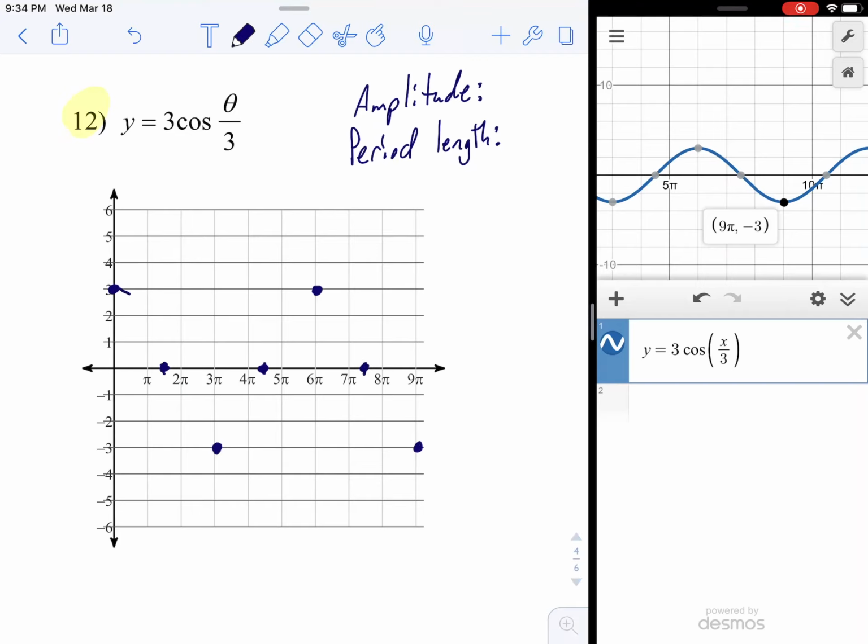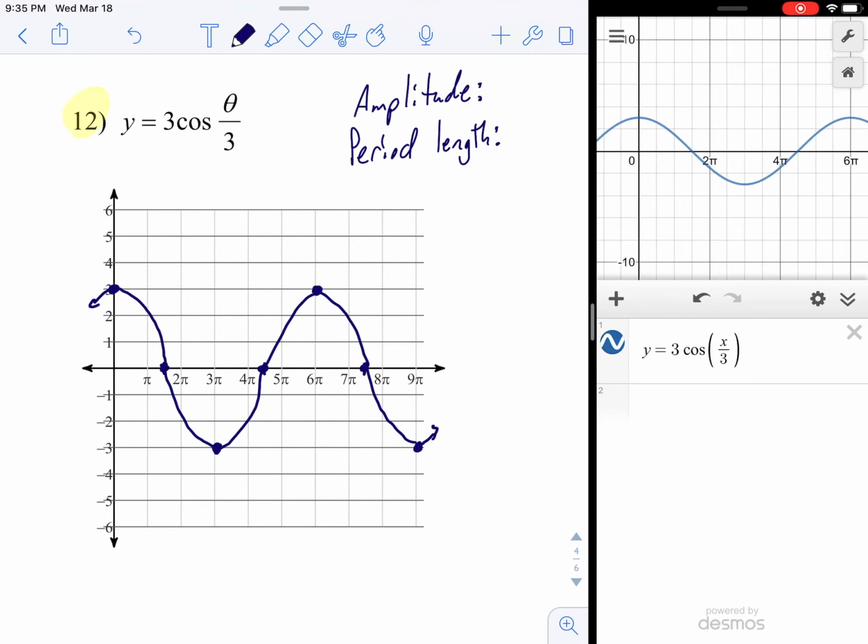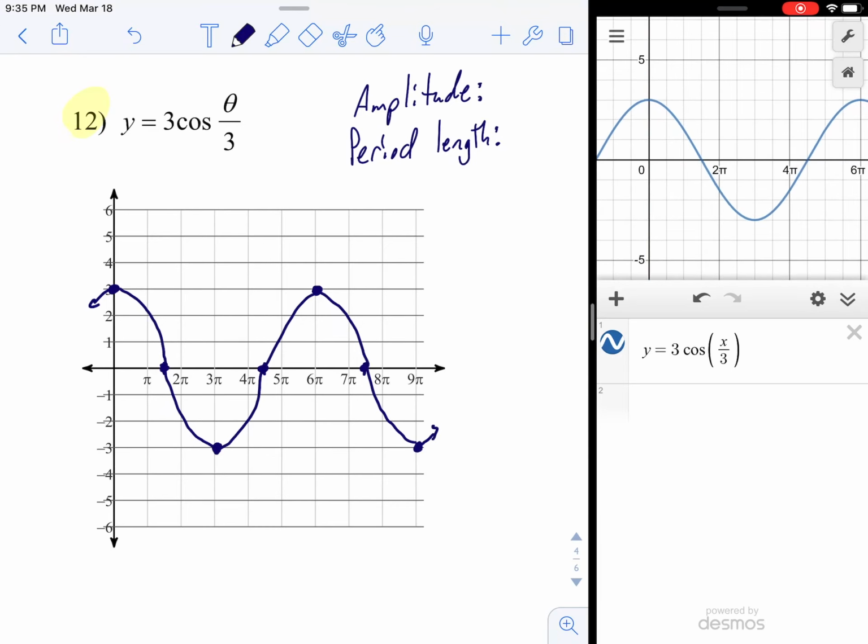And now we have the makings of this graph. Just draw in some curves. Mine aren't perfect. I don't expect perfection either, just ballpark it. And there's our sine wave. And if I mess with the Desmos a little bit, it takes on that appearance pretty well. Okay, the amplitude, 3.